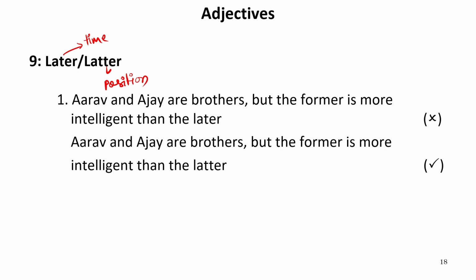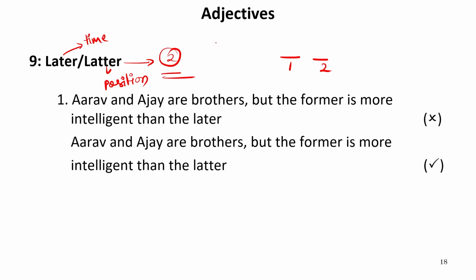Whereas latter refers to the second of the two. Whenever we have two options only, latter can be used in the case of two things or two persons only. If there are more than that, we cannot use latter. Whenever we have two options or two things, the former refers to the first one and the latter to the second one.